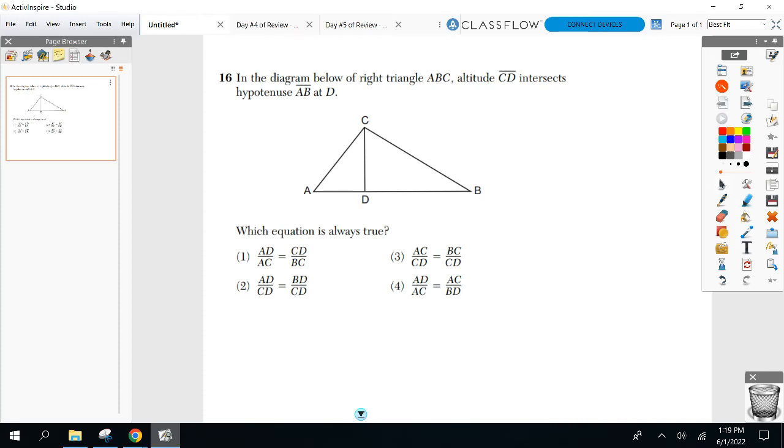All right, so let's start here. In the diagram below, right triangle ABC, altitude CD. So if CD is an altitude, I know it forms right angles. And the altitude is drawn to hypotenuse AB. So in right triangle ABC, C must be my right angle. All right.